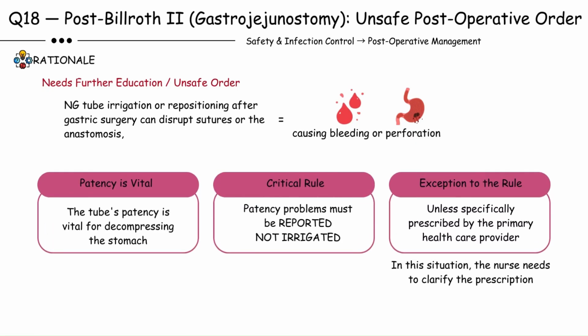After a Billroth 2 procedure, the surgical connection between the stomach and the jejunum is fragile. Any manipulation of the NG tube, irrigating it, repositioning it, or advancing it, can tear the anastomosis, cause bleeding, or even lead to perforation. The NG tube must stay exactly where the surgeon placed it. If it clogs or stops draining, the nurse does not irrigate it. The correct action is to notify the surgeon immediately, because only the surgeon decides how to manage that tube after gastric surgery.